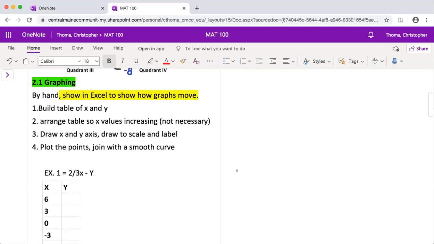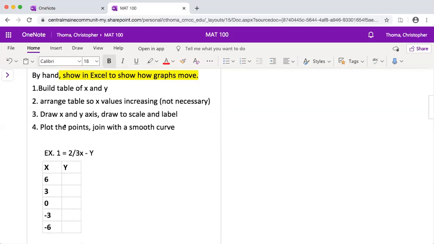So some steps to graphing. First, build an XY table. I'll get the table built below. The book says to arrange your values in order. It's not necessary. It's a neat thing. Draw your X and Y axis and make sure you always label, plot the points and then connect the dots. Right, so here's our equation in standard form.